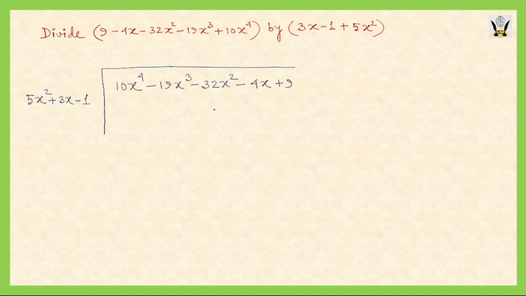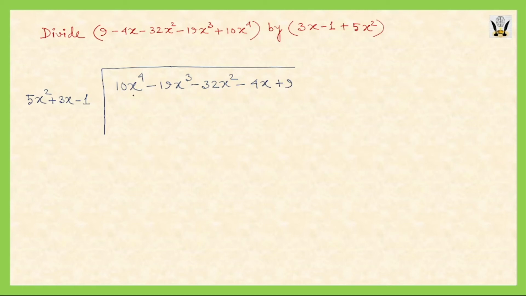Now what we have done here is rearranged the terms. Here the variable is x and it has different powers, so we have rearranged all those terms as per their powers in descending order, both the dividend and the divisor. The divisor is written as 5x square plus 3x minus 1, and the dividend as 10x to the power 4, minus 19x cube, minus 32x square, minus 4x plus 9, again in descending order of the powers of x.